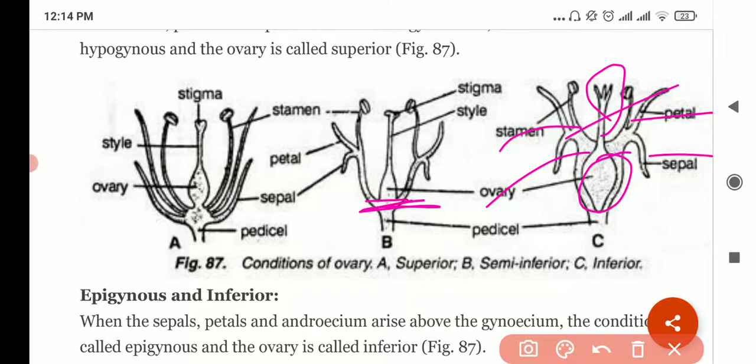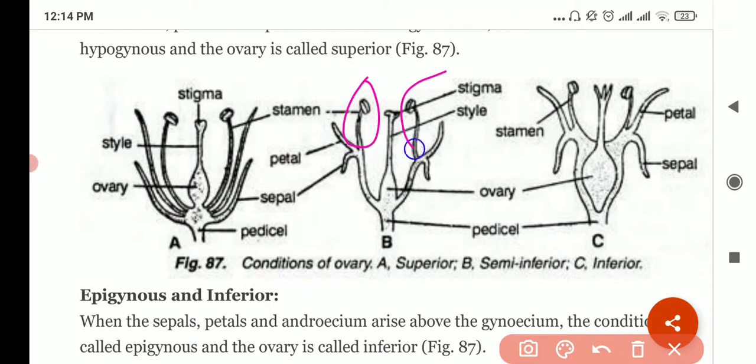And then semi-inferior will be, they are more or less coming from the same place. Do you see this? The sepal and petal, they are coming from the same place. And then we cannot count this one because it is arising from the petal. So we have to assume that they are all in the same line. Okay, so let's see what they have written.